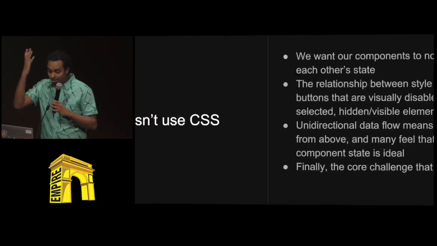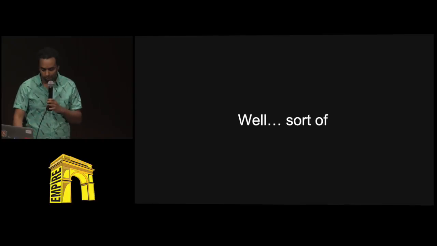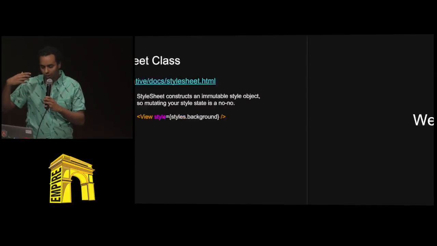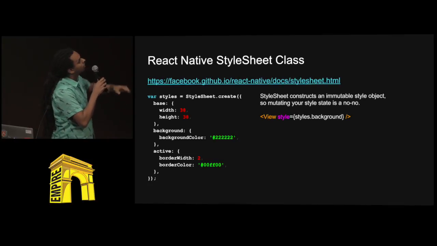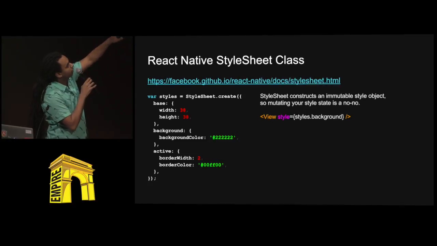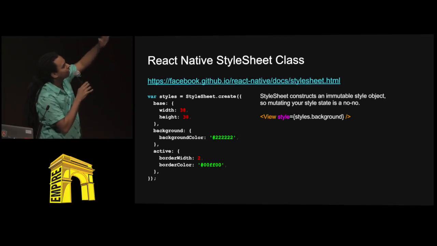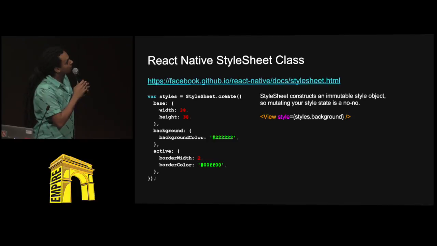So the real challenge is React Native does not use CSS. It sort of uses CSS, actually. I'll get into it a bit more right now. So this is how you style things in React Native. You can see over here, I have an object I create. I call it styles, and it has a few properties on it. I have a base property, I have a background property, and I have an active property. And that all looks very CSS-y. It actually really isn't. It's kind of a fake CSS.